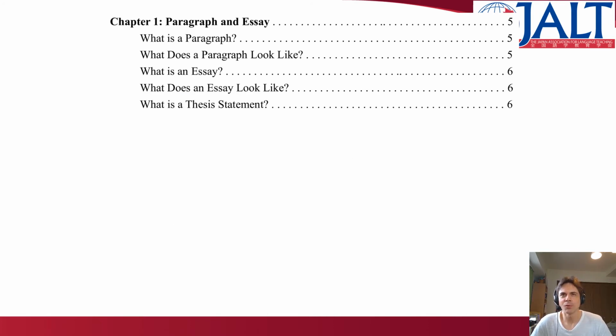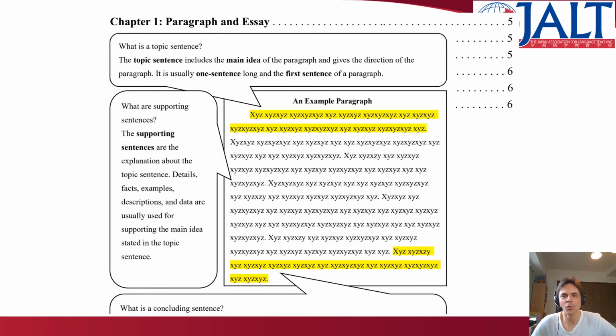So this writing guide actually has 6 chapters. The first chapter is simply paragraph and essay. And it includes familiar topics such as what is a paragraph, what does it look like, what is an essay, and so on. You'll see an illustration like this where we see an example paragraph.